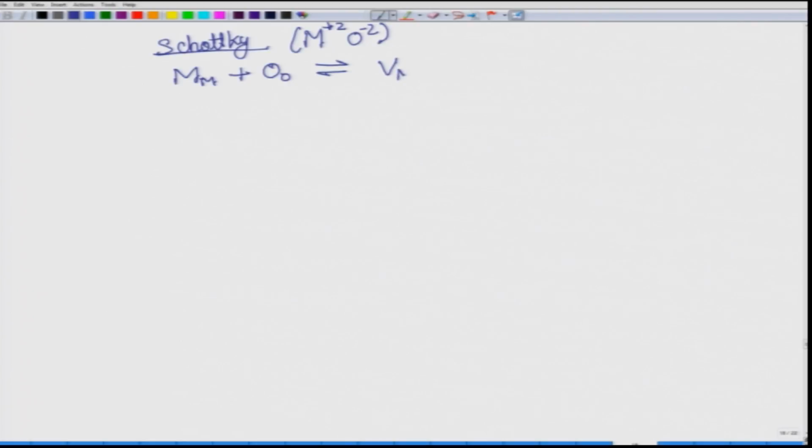So, a vacancy at the cation site. Now, there is no atom at this particular metal site and no real charge associated with it, which means the effective charge is 2 minus. Then there is V O, an oxygen site where there is no atom present and no real charge, which means the effective charge is 2 positive. And then there are still the other atoms, M M plus O O, which means that we can also write it as 0, meaning perfect crystal.